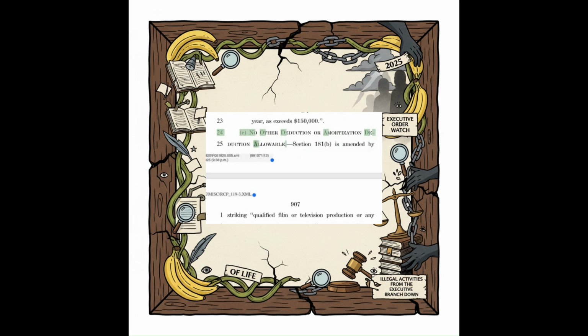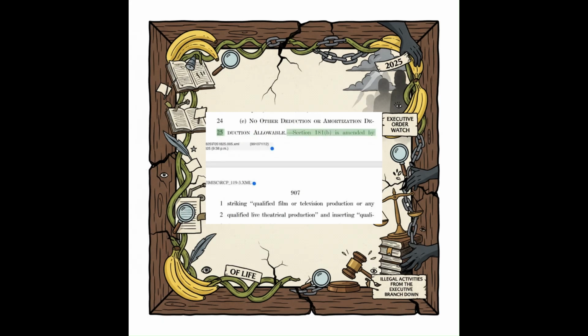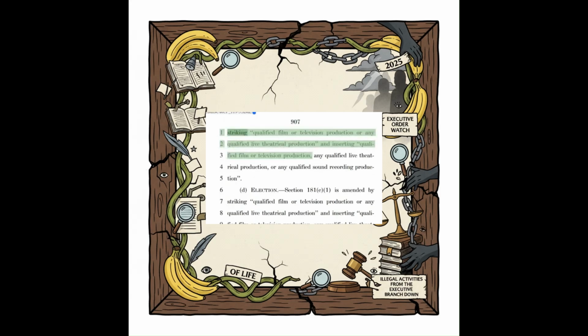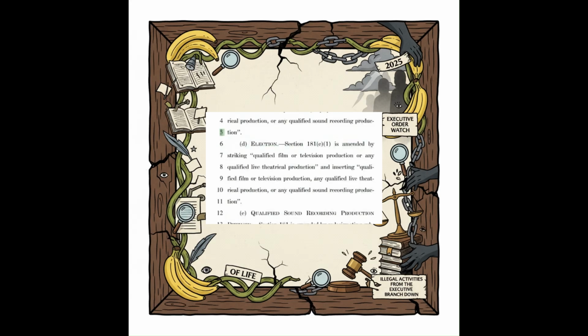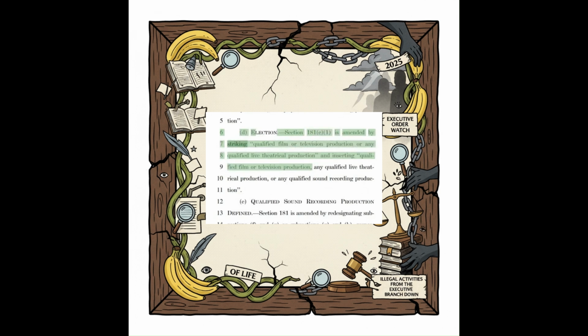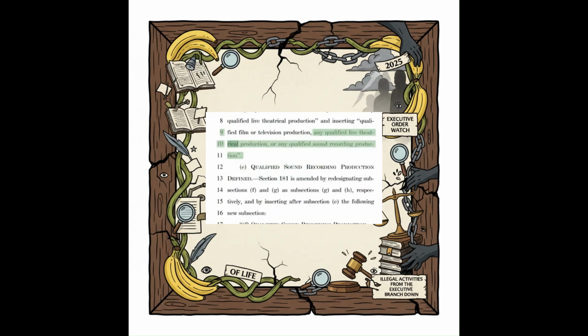ODH for a Section 181 is amended by 907. Striking qualified film or television production or any qualified live theatrical production and inserting qualified film or television production. Any qualified live theatrical production or any qualified sound recording production. E. Section 181 is amended by striking qualified film or television production or any qualified live theatrical production and inserting qualified film or television production. Any qualified live theatrical production or any qualified sound recording production.